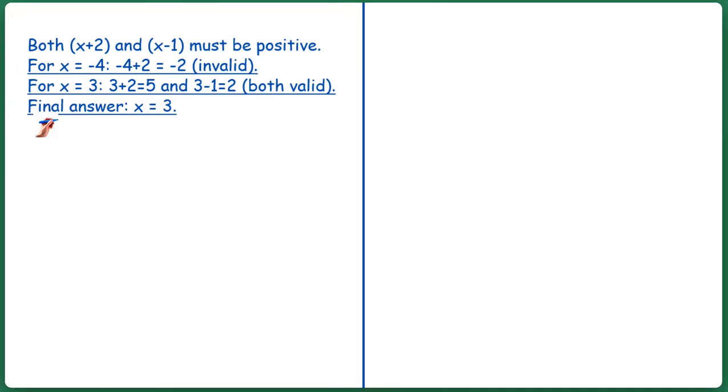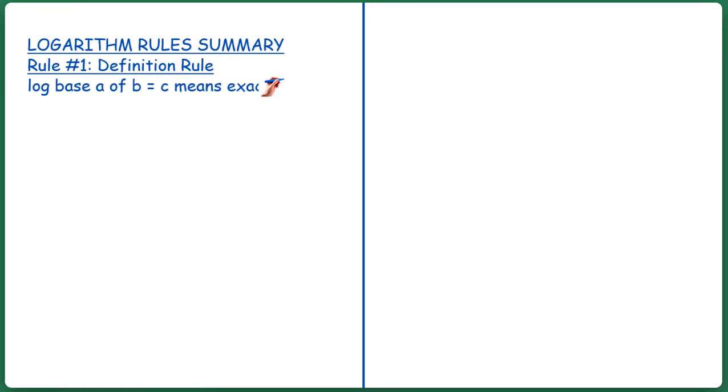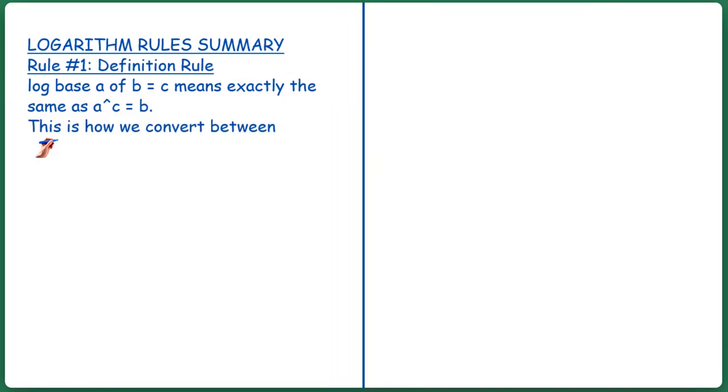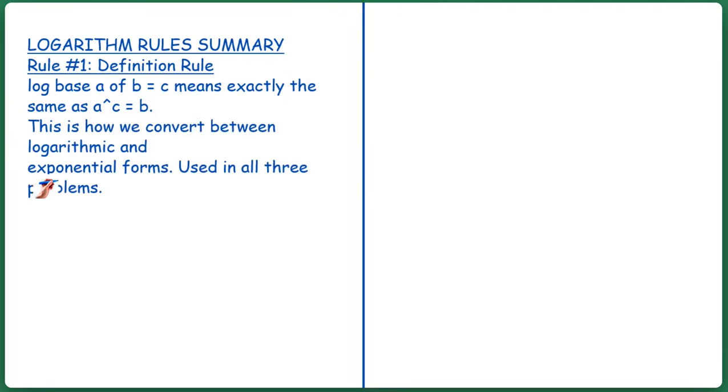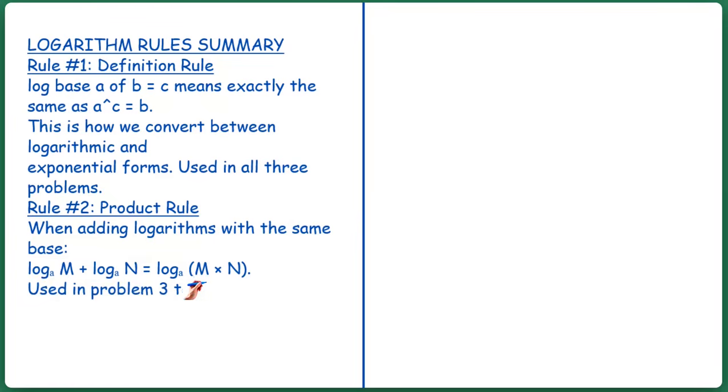Types of logarithm rules. Rule number 1. Definition rule. This is the foundation. Log base a of b equals c means exactly the same as a to the c power equals b. This is how we convert between logarithmic and exponential forms. Rule number 2. Product rule. When adding logarithms with the same base, log a of m plus log a of n equals log a of m times n. We used this in problem 3 to combine two logarithms.